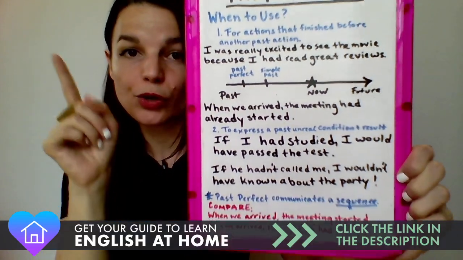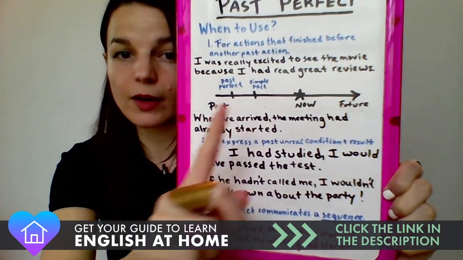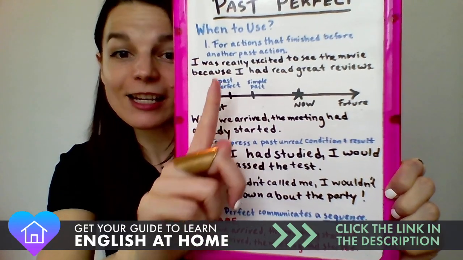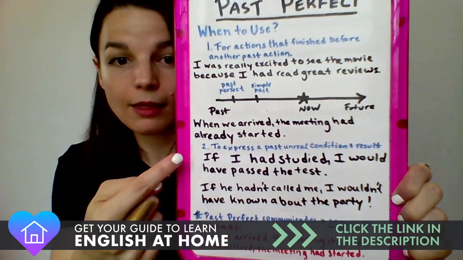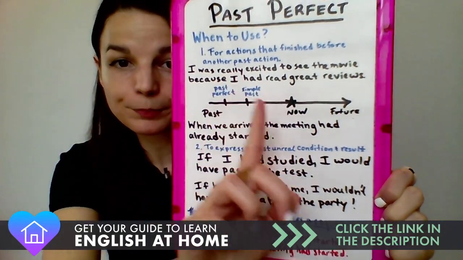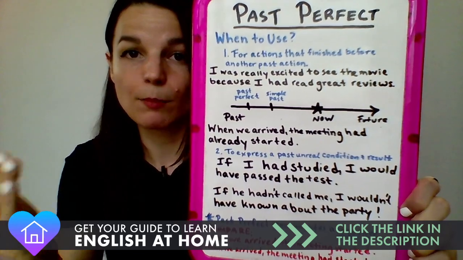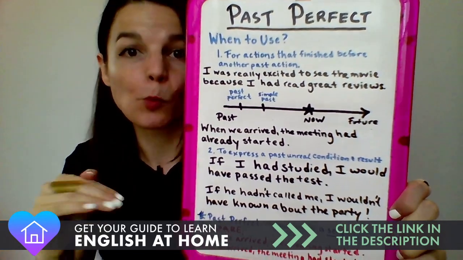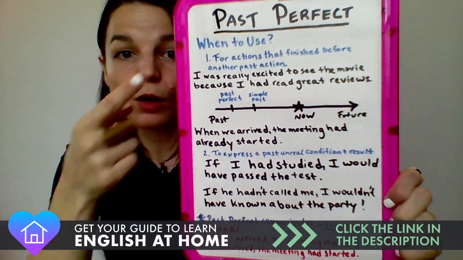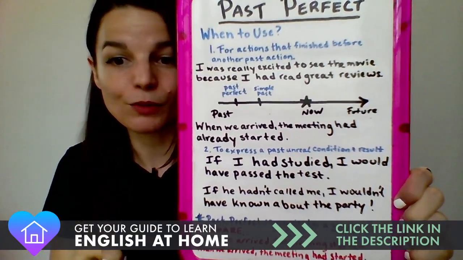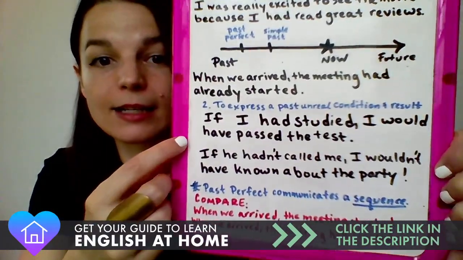So again, we're showing a sequence. So there's a first action and a second action. In this case, both are unreal. So it's an action or a condition, but they're both not real. We're just imagining them. We use past perfect to do this. So what does this mean? Let's look at an example sentence.